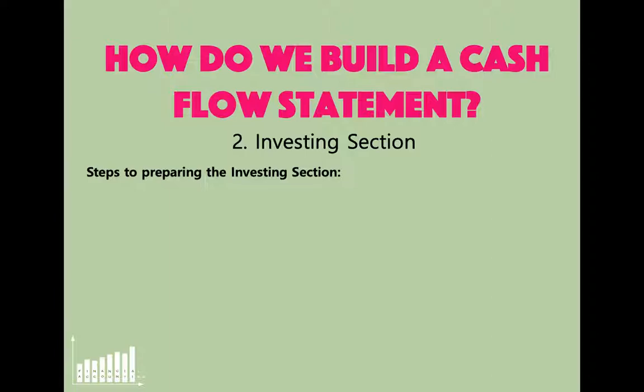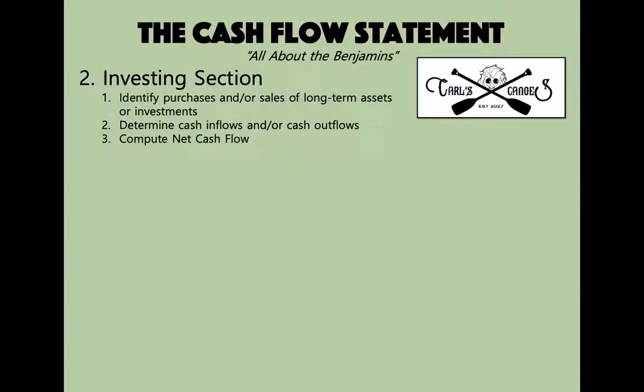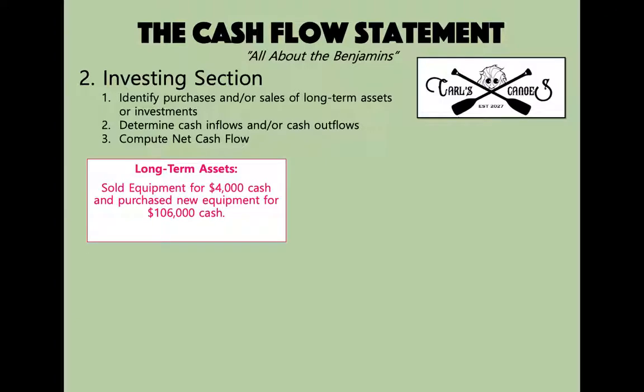Steps to preparing the investing section. Number 1, identify whether the company purchased or sold any long-term assets or investments. Number 2, determine whether these purchases or sales resulted in any cash inflows or cash outflows. 3, compute the net cash flows for the company. So, in the investing section, we have to look at whether a company purchased or sold any long-term assets.